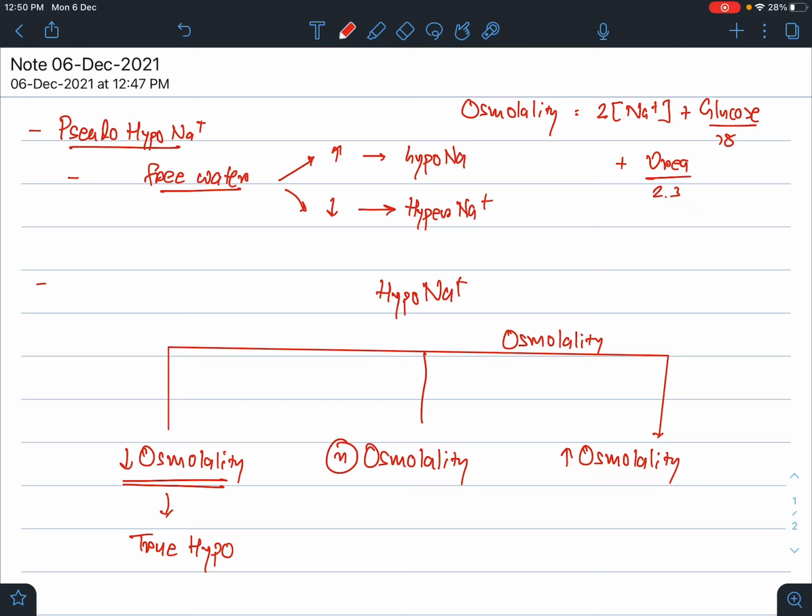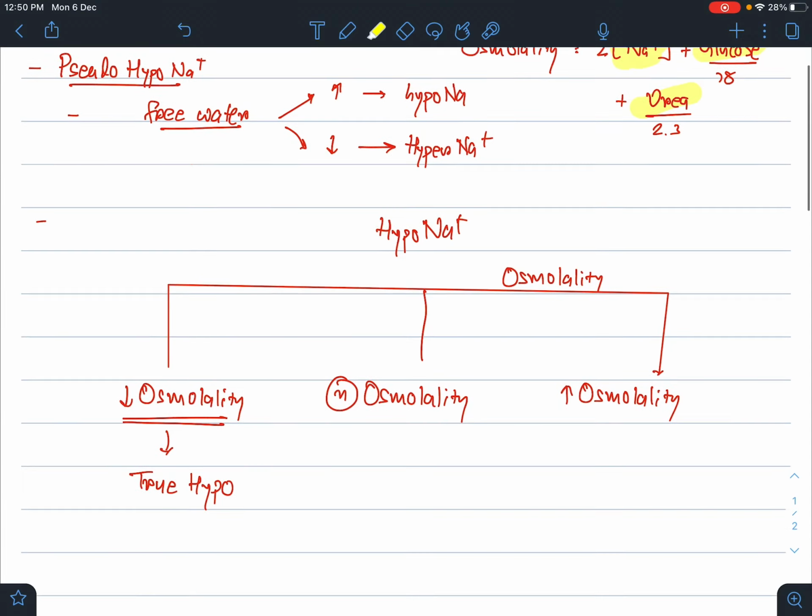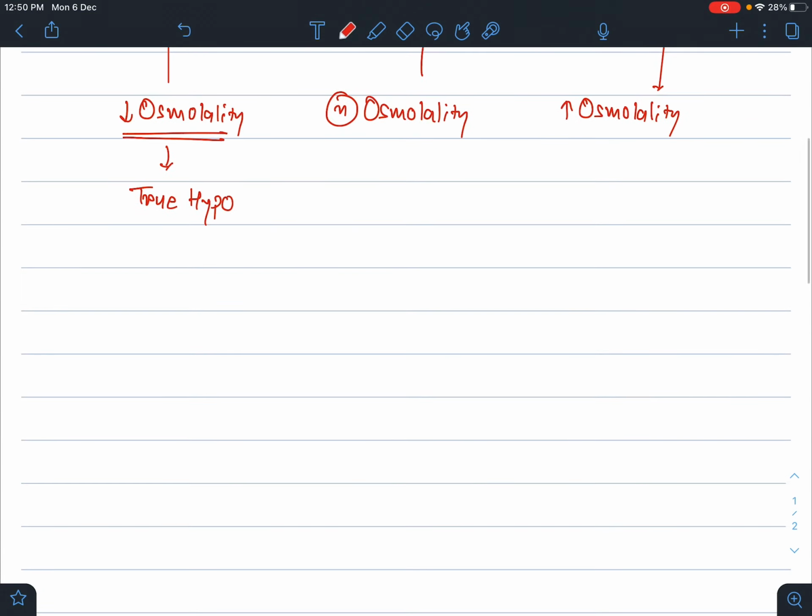I think I have to check the equation, but the important thing is that it is based mainly on sodium concentration, because we add twice the sodium concentration for the osmolarity calculation. The second is glucose, and another is urea. So these are the three main osmoles based on which we calculate osmolarity. If osmolarity is low and sodium concentration is low, we call it true hyponatremia.